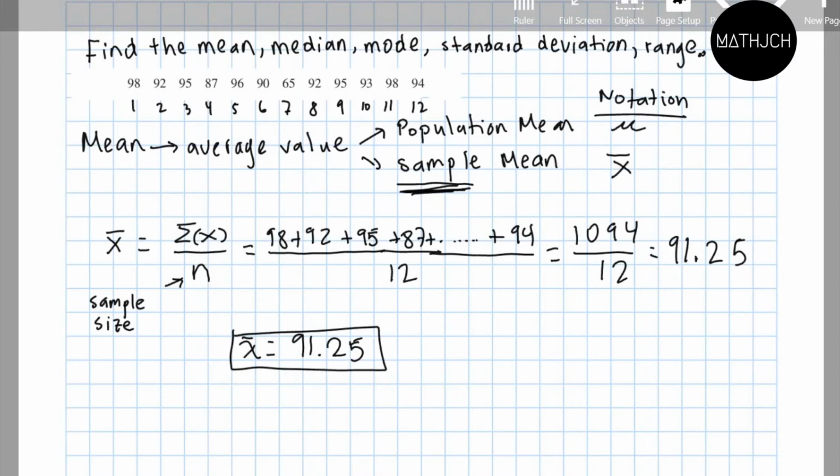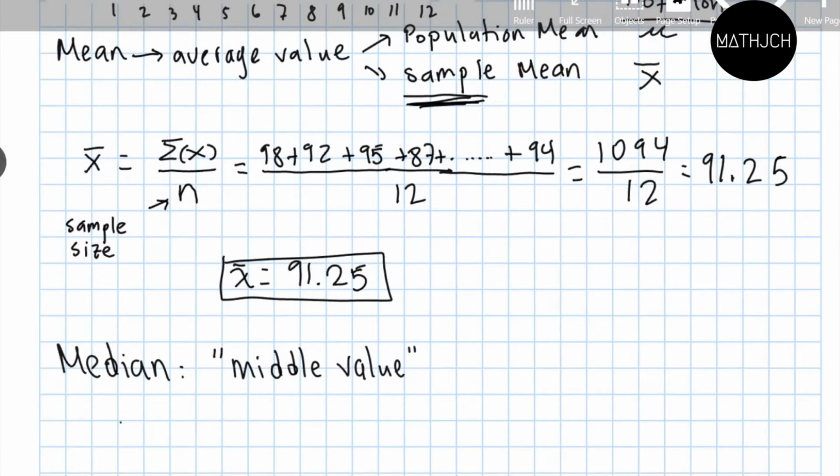So the next step, let's find the median. Remember, the median is basically the middle value, the number that is right in the center. For this example, notice that we have a total of 12 numbers.